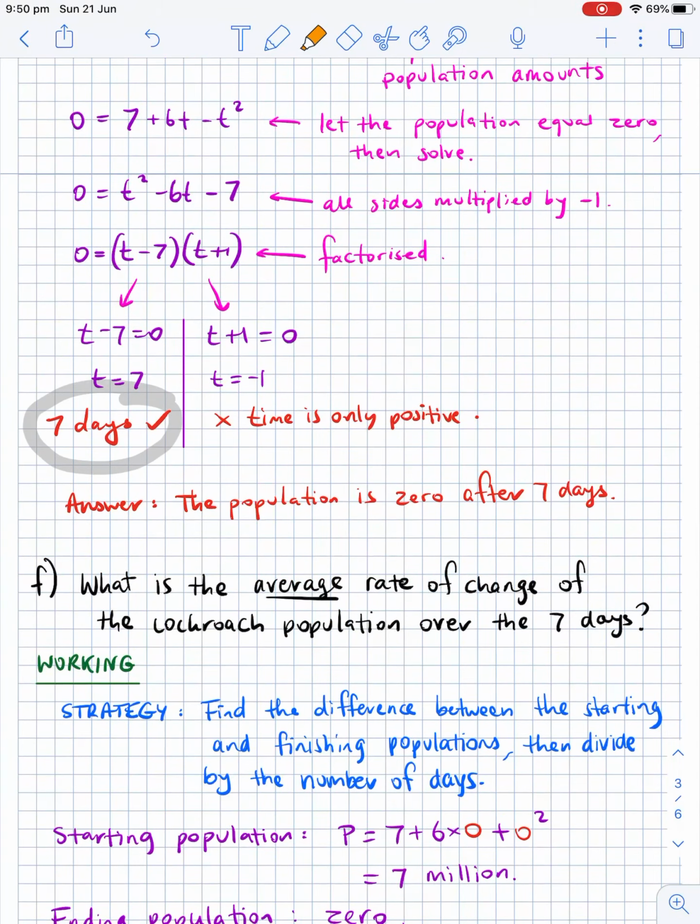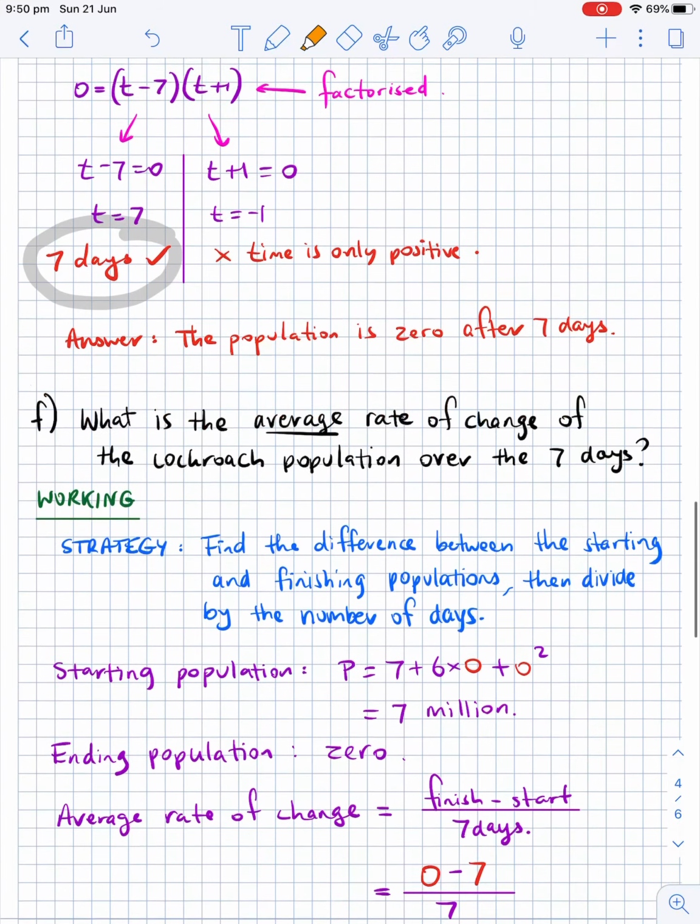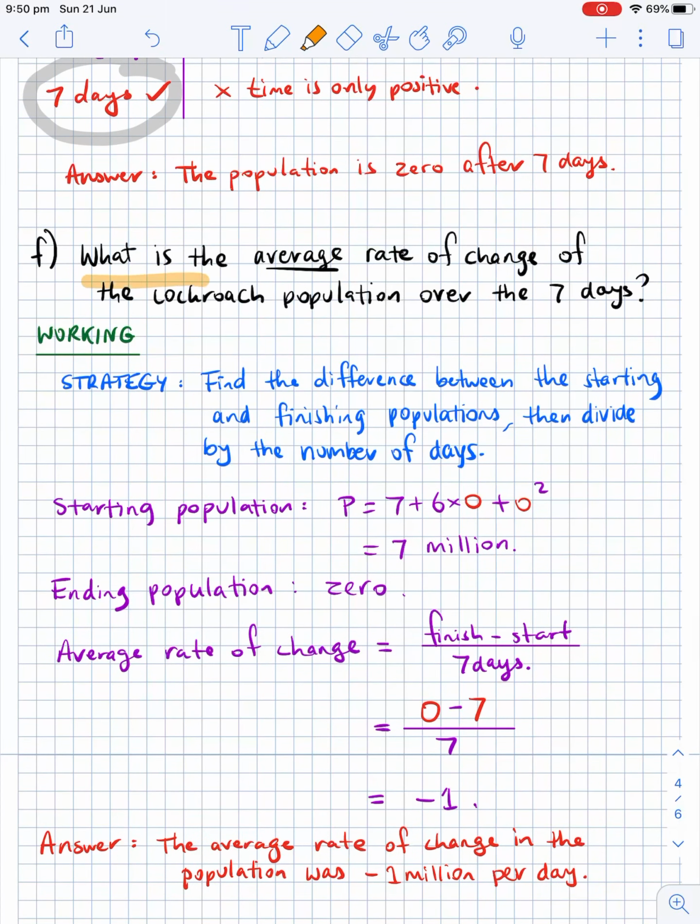So after day 1, it was getting a lot worse. At day 3, it's starting to get better. And then after 7 days, it's completely gone. What is the average rate of change of the cockroach population over these 7 days? Because we're dealing with an average rate of change, we're just looking at the overall change over the whole period of time. We could see that the population's completely gone after 7 days. So therefore, we pretty much define the average rate of change.